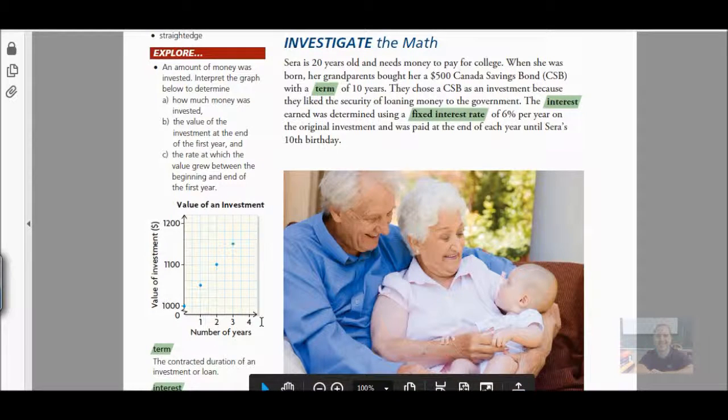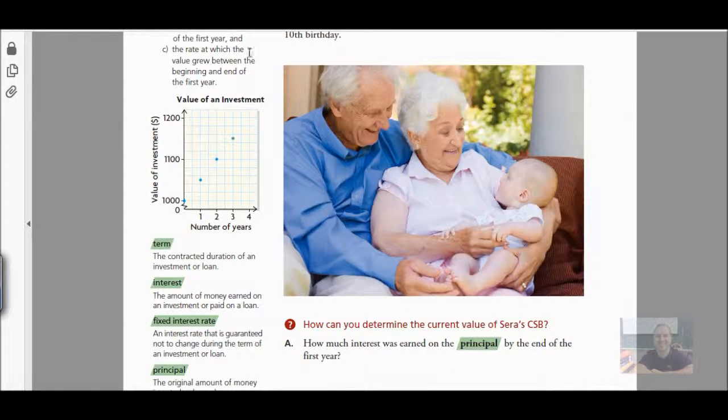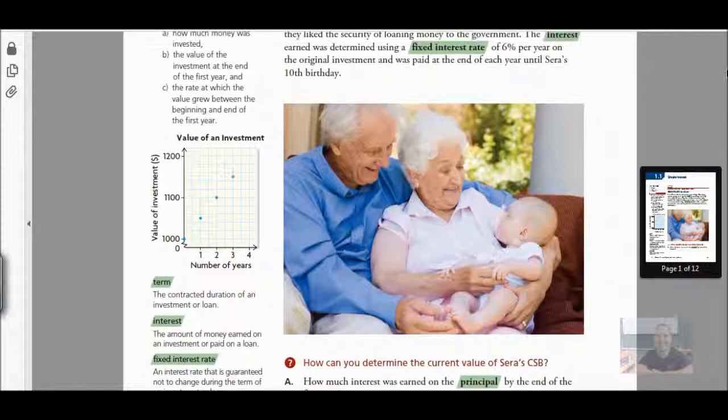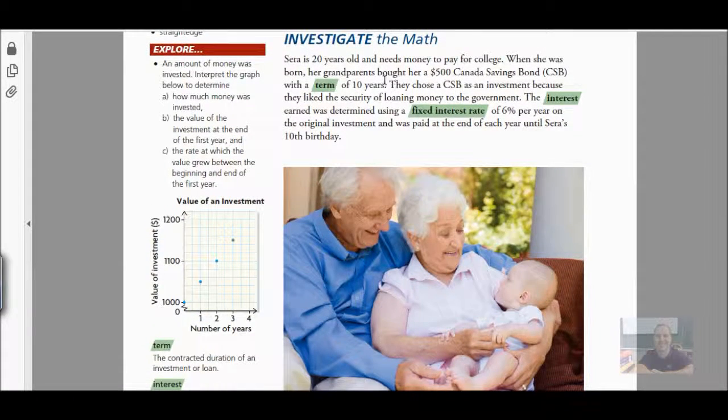Now, what is a term? Well, if we go down here, the term is the contracted duration of an investment or loan. You might want to copy that down into your notes. Go ahead and take a second to do that. Which basically means the total time that you are involved with this loan or with this investment. Total time. So it's a total time of 10 years.